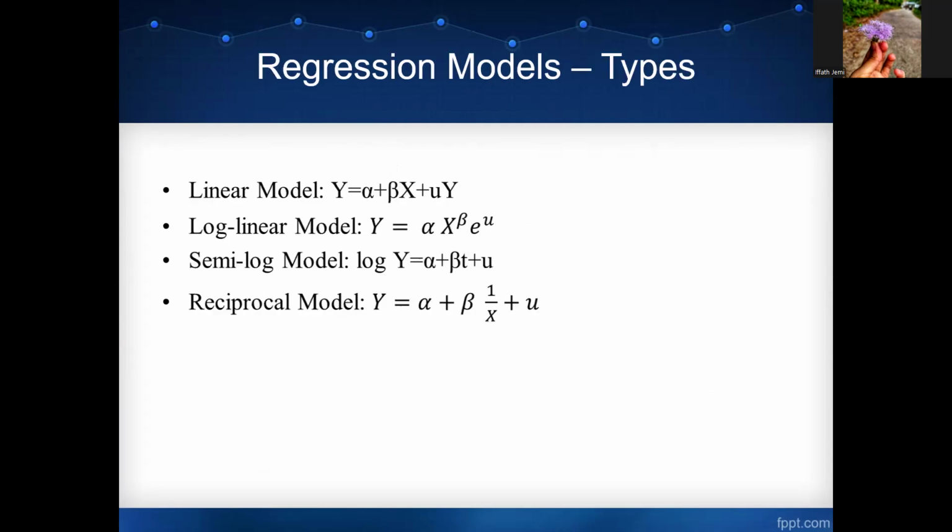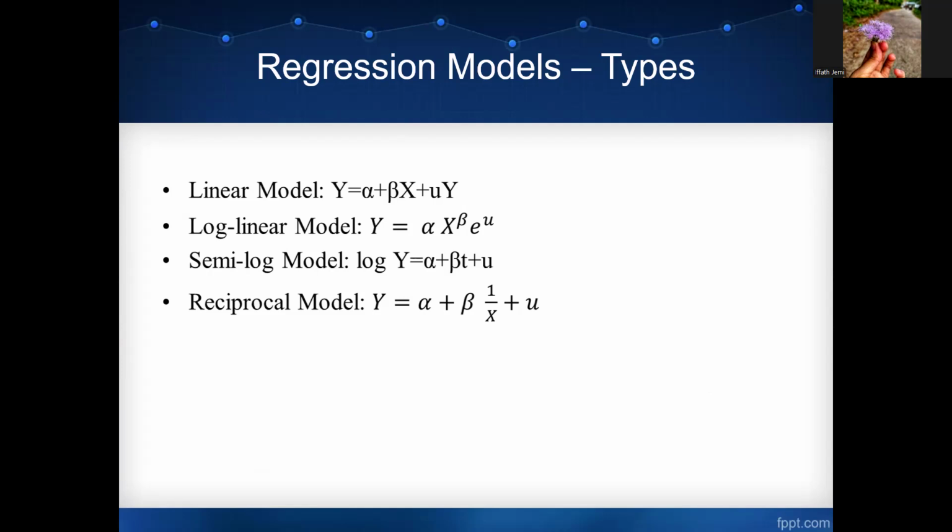Functional forms of regression model are as follows. First, we have the linear model, which follows the form y = alpha + beta x + u. This is the simplest and most commonly used regression model, assuming a straight line relationship between the independent and dependent variables. This model is linear in both parameters and variables and can be estimated using the ordinary least squares or OLS method.